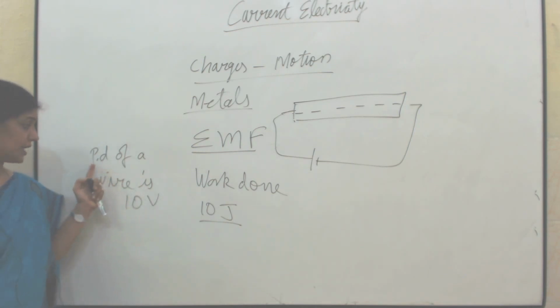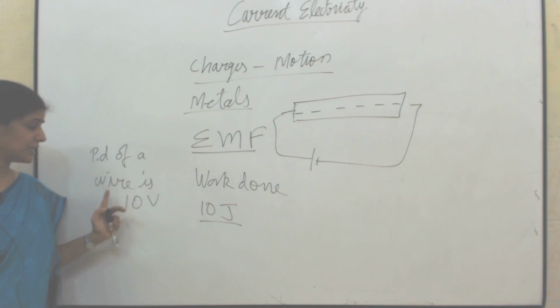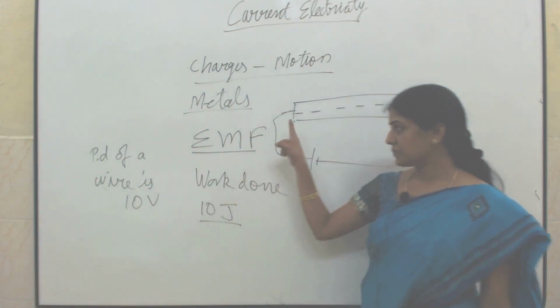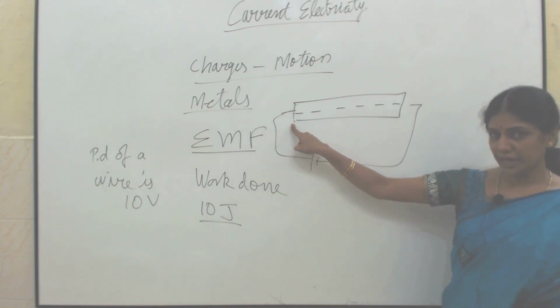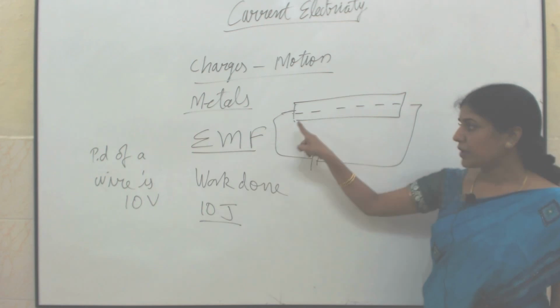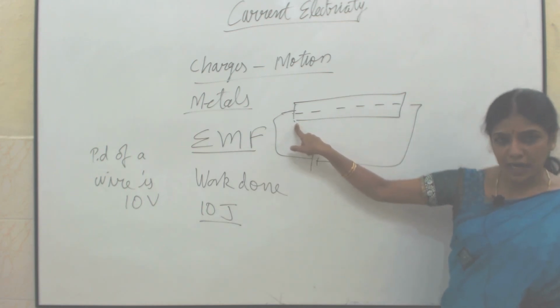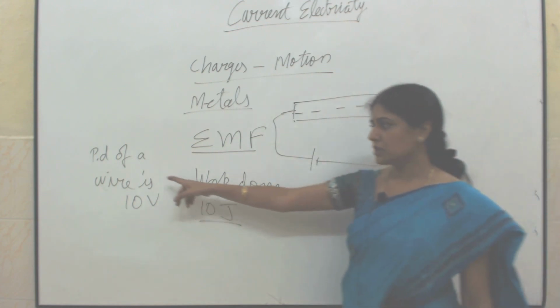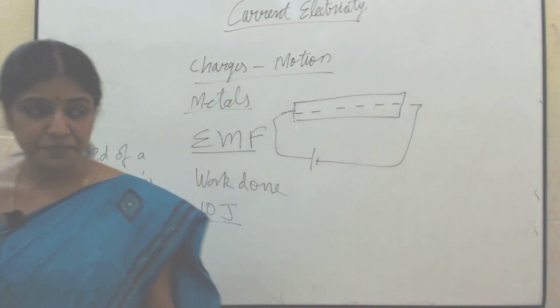So, what is the meaning of this? When I say the potential difference of a wire is 10 volts, what does that mean? 10 volt potential difference means each coulomb of charge will do 10 joules of work from a point where the potential is high to a point where the potential is low. That is the meaning of this sentence or this question.